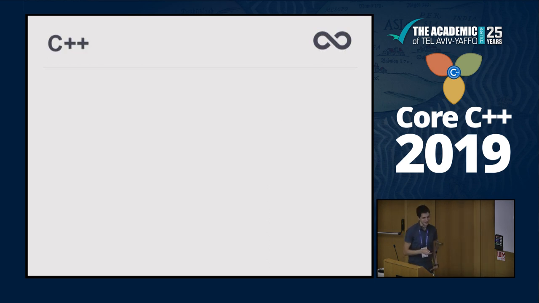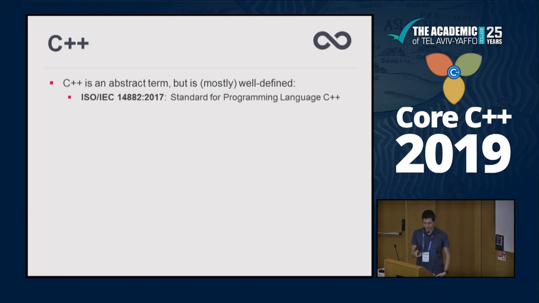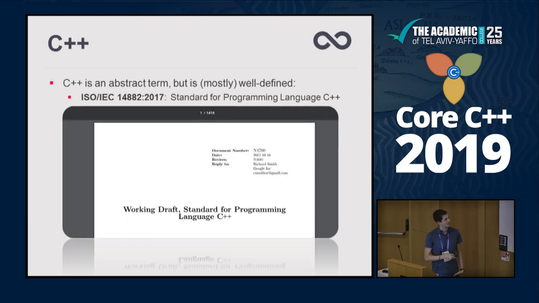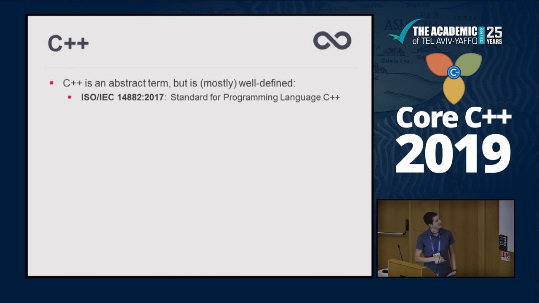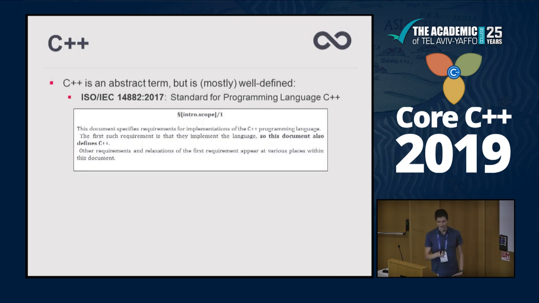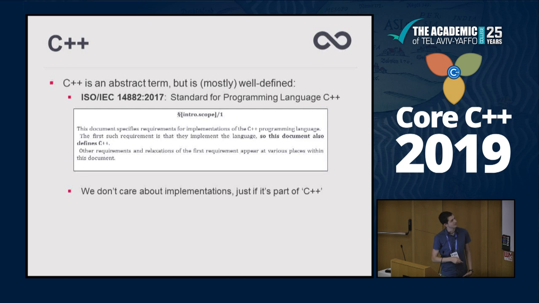Okay, so what is C++? It's kind of a philosophical thing. Well, it's kind of an abstract term, but it's well defined mostly in the standard, which, as you might not know, is currently 1,400 pages long. The standard is finite, just barely though. Okay, so the document defines C++ as you can see here. We don't care about the actual implementation here as we were just here to find out if an infinite program exists in this abstract definition of C++.